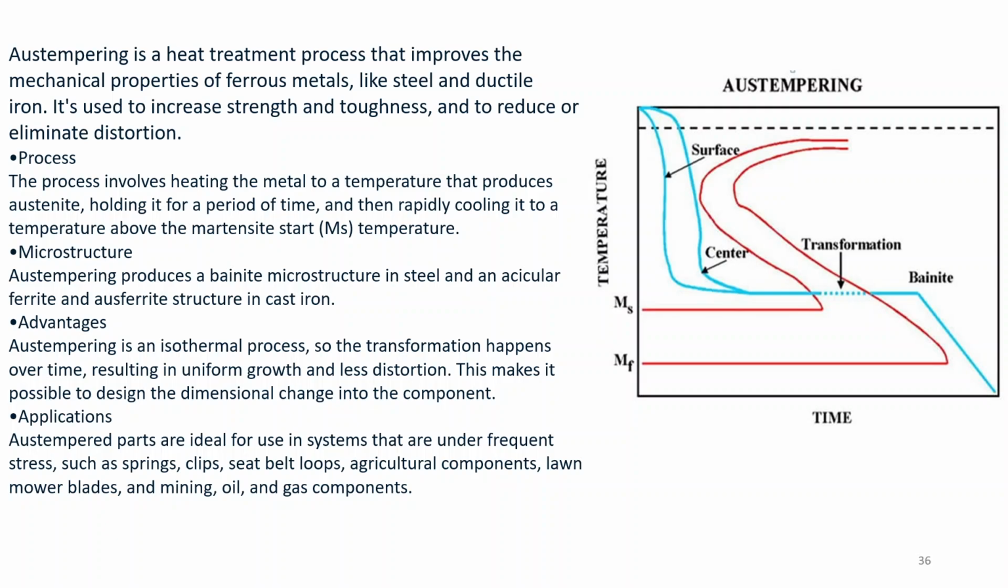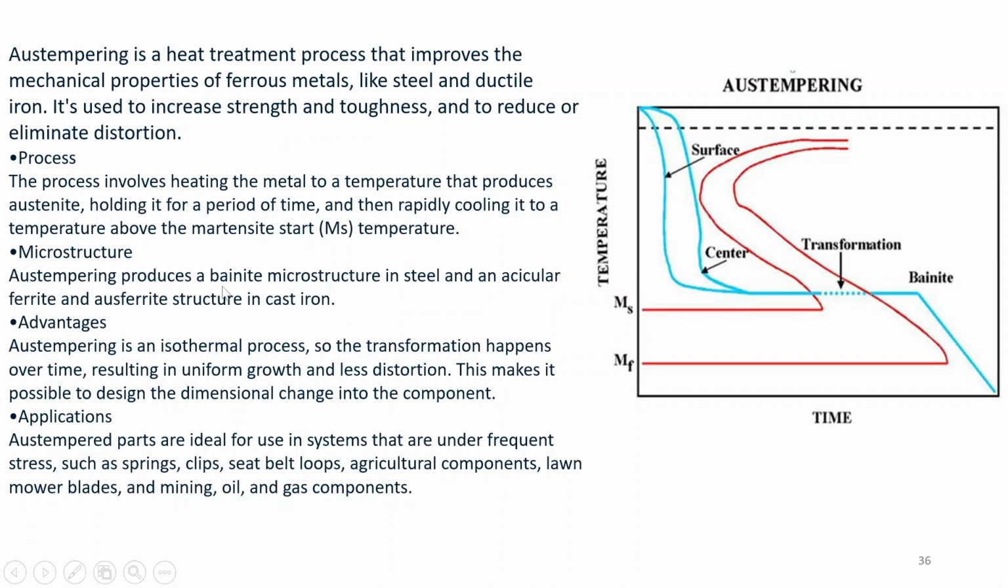Next is tempering, which is a heat treatment process which improves the mechanical properties of ferrous metals like steel and ductile iron. It's used to increase strength and toughness and to reduce or eliminate distortion. This process involves heating the metal to a temperature which produces austenite, holding it for a period of time and then rapidly cooling it to a temperature above the martensite start temperature.